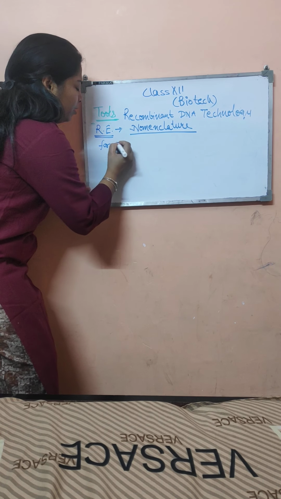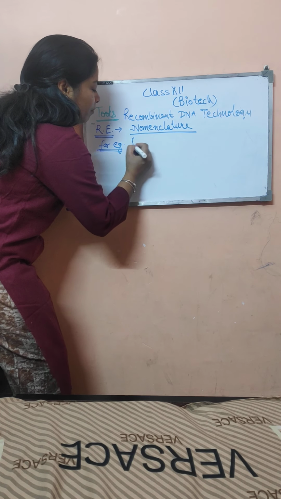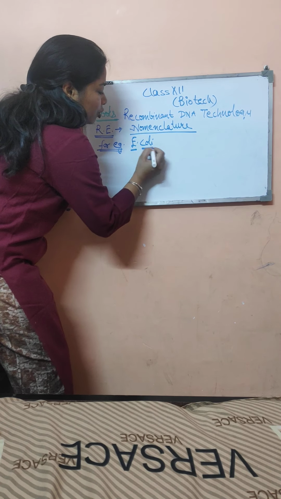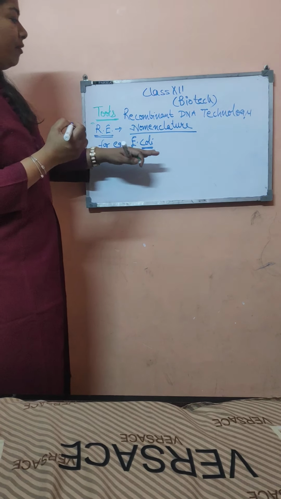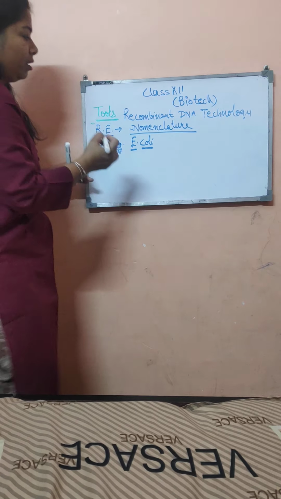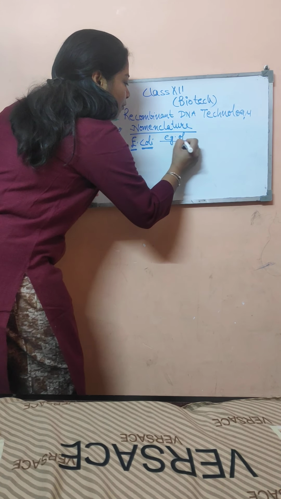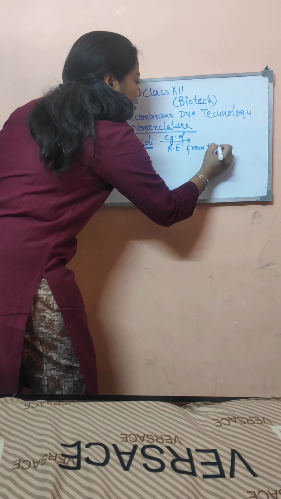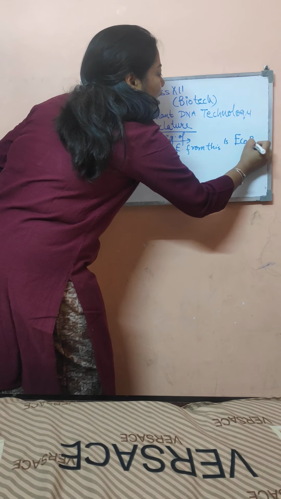For example, there is a restriction endonuclease which we got from Escherichia coli bacteria. So, that particular restriction endonuclease which we got from E. coli, how is it named? The first example of restriction endonuclease from this is EcoRI.